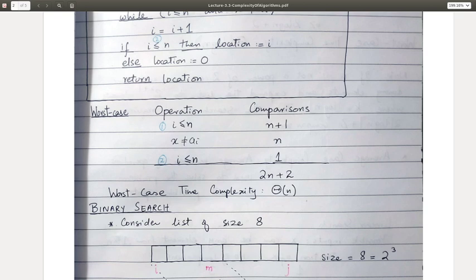Theta of n, like I said, you're saying that it's in the same class as linear functions. Its growth is not going to be faster than linear functions, and it's not going to be slower than linear functions.